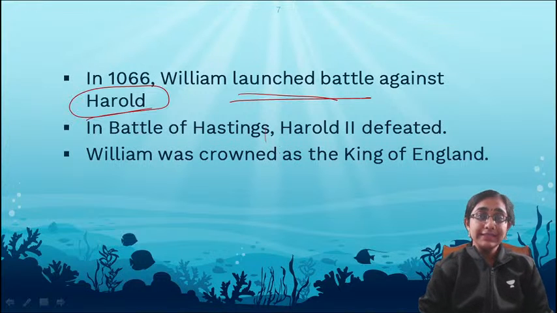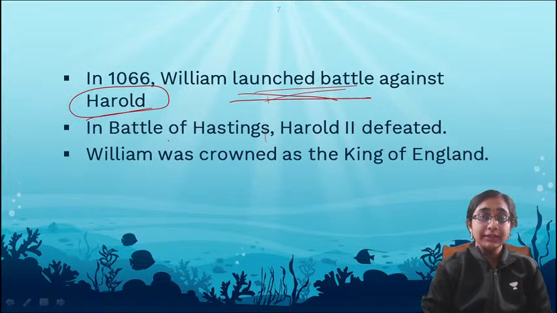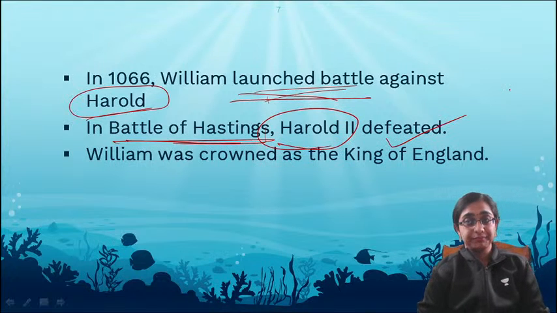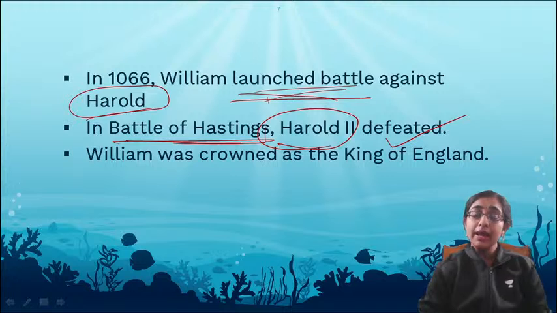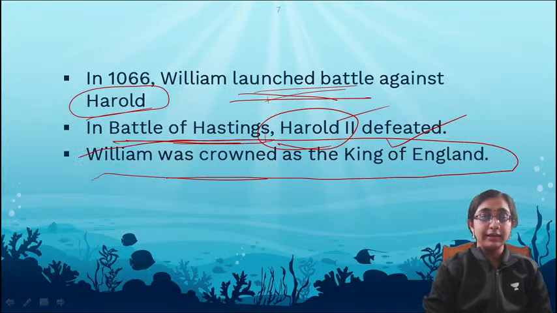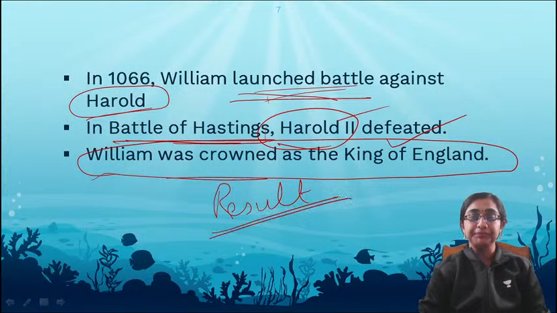Okay. So this battle is actually known as Norman conquest. And Norman conquest has a number of battles, a series of battles were fought. Among them, in the Battle of Hastings, which was the last battle, Harold II was finally defeated. So William won the battle and Harold II was defeated. Now what happened? William was crowned as the King of England. So that is the result of the Norman conquest.